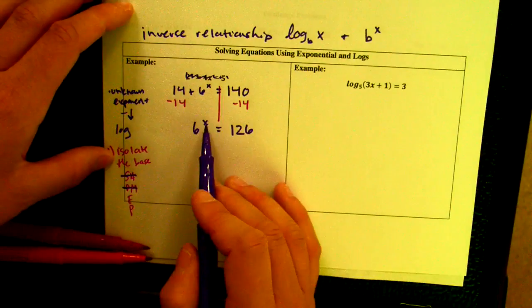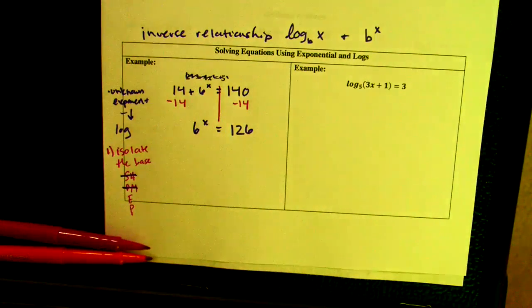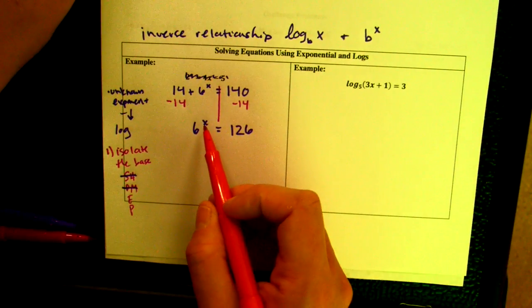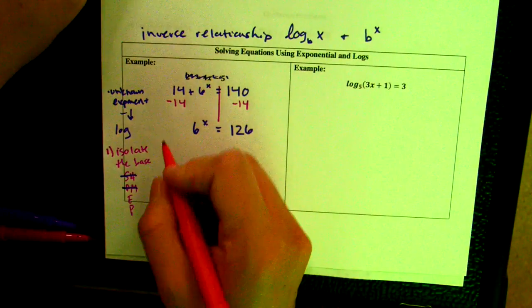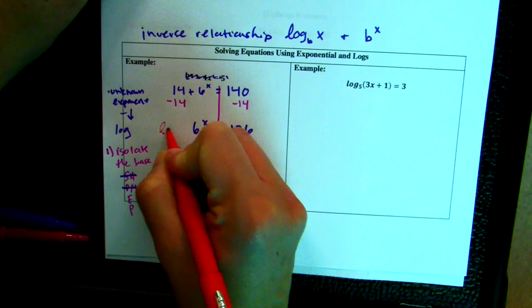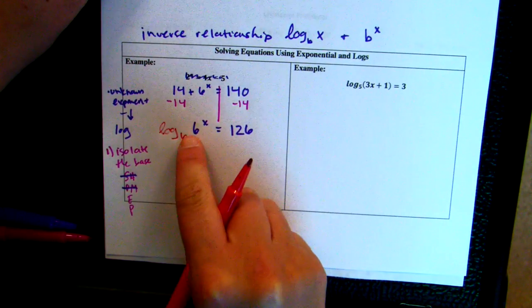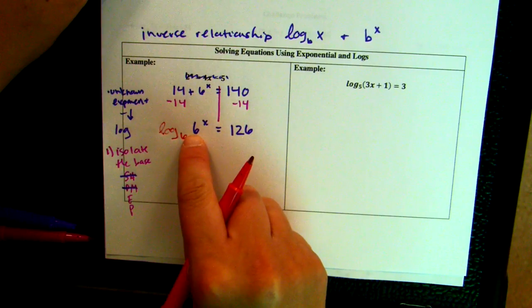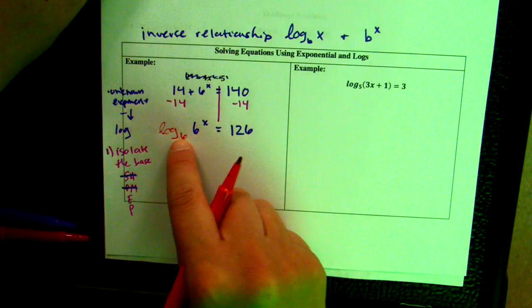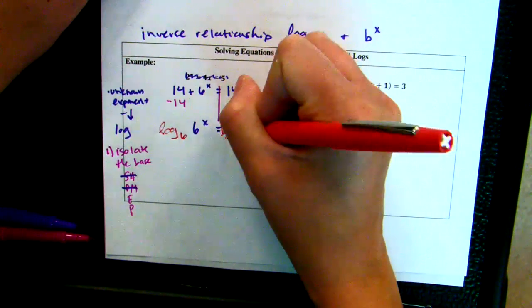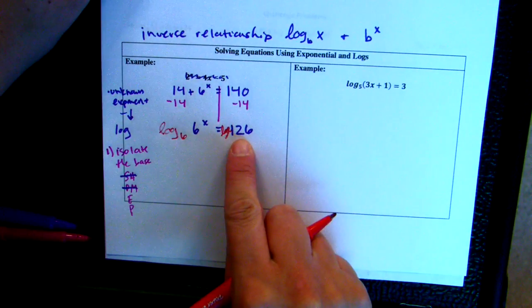So what I need to do next is get rid of that exponent. I know that if I have an unknown exponent, I have to use log to solve. So I'm going to take log base 6, because if I have a base of 6 here, it cancels out with my base of 6 here. If I take log base 6 of this side of the equation, I also have to take log base 6 of the other side of the equation.